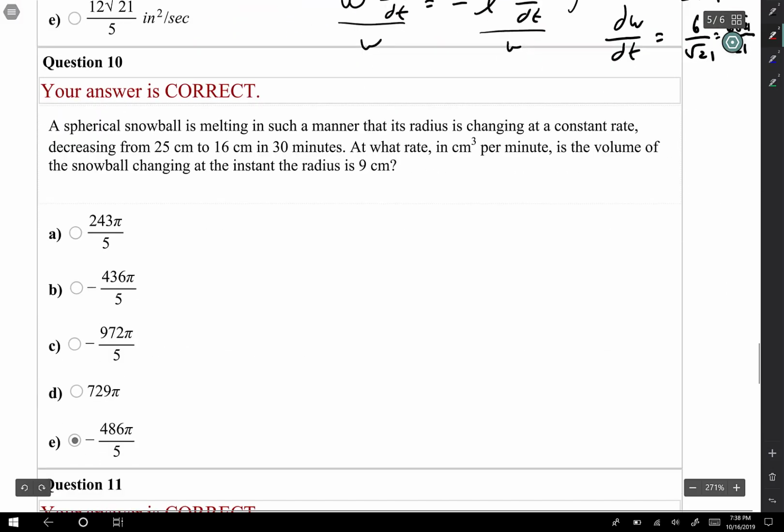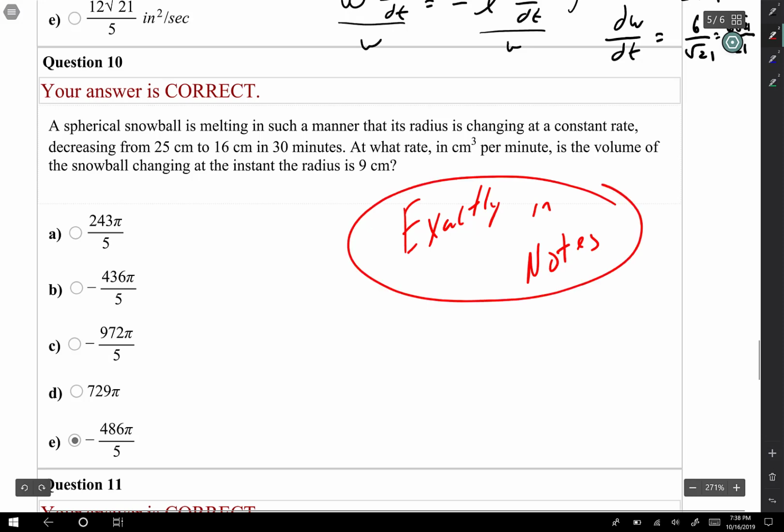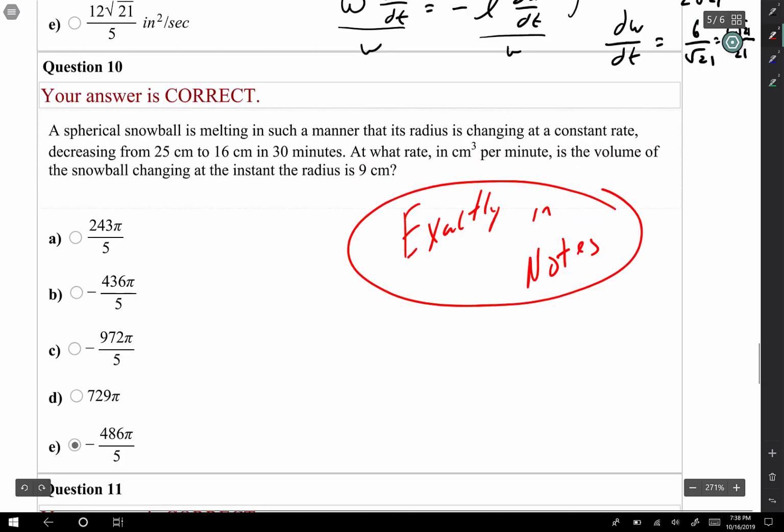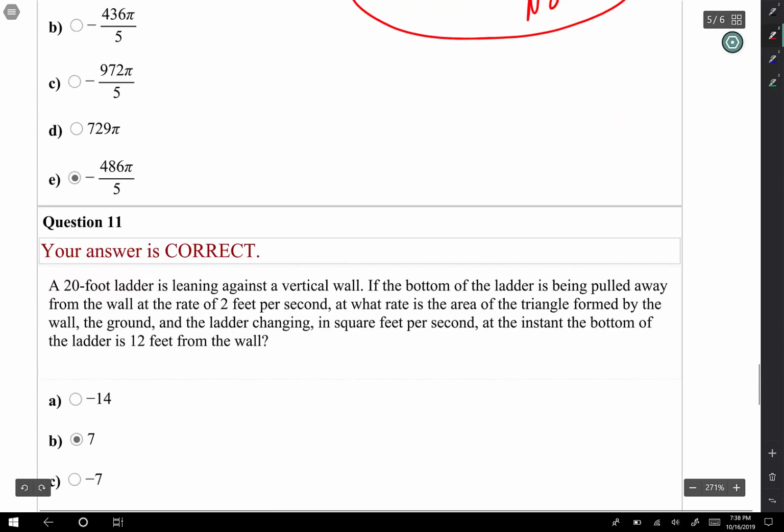Spherical snowball. This one's exactly in the notes, guys. So let's save some time. Let's have you look at your notes. We did that question. It's verbatim, exactly the same. Maybe the numbers are different, but it's exactly the same type of question.